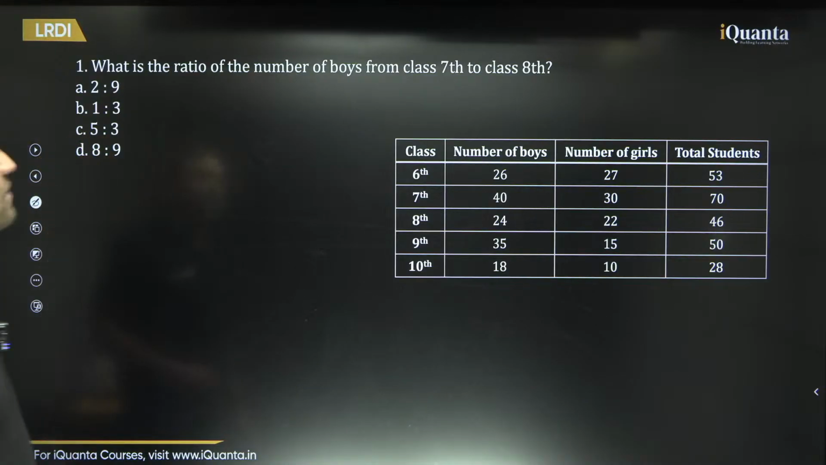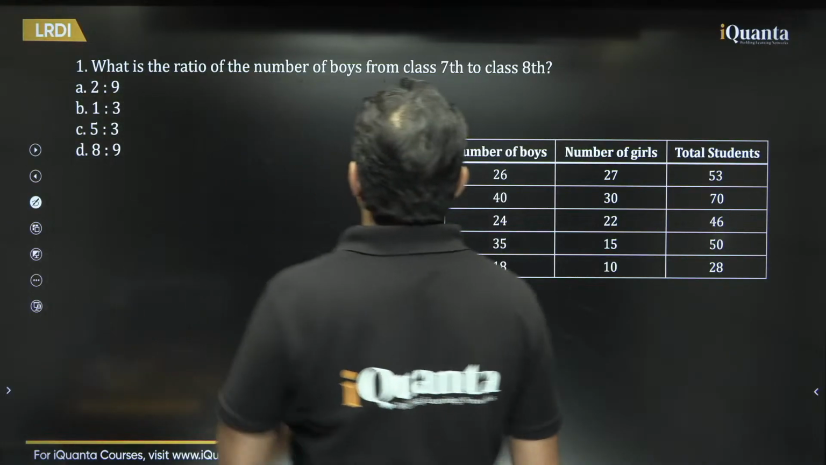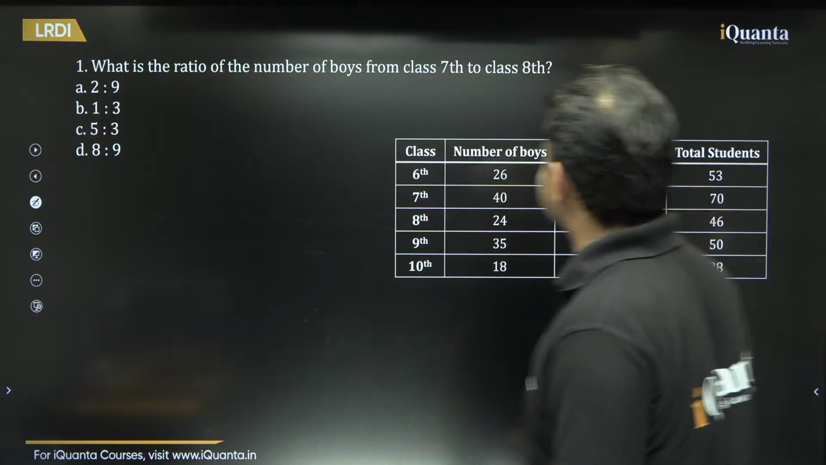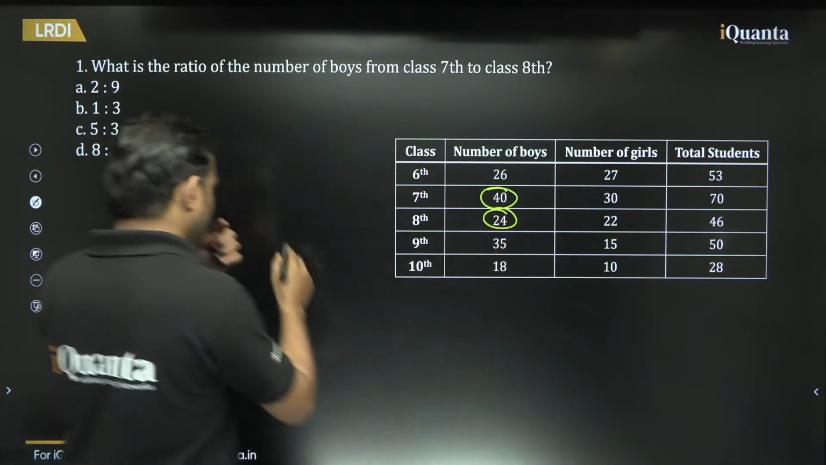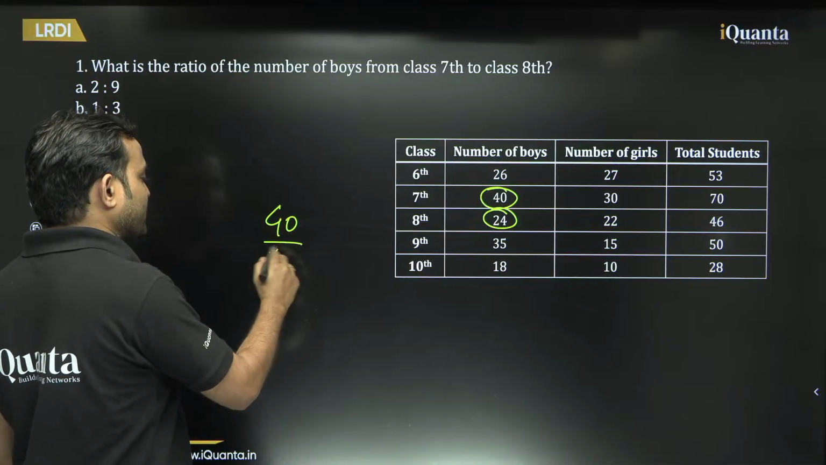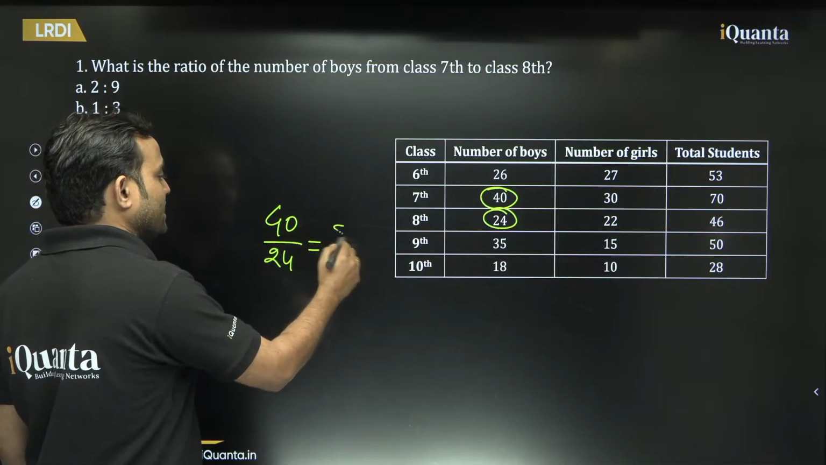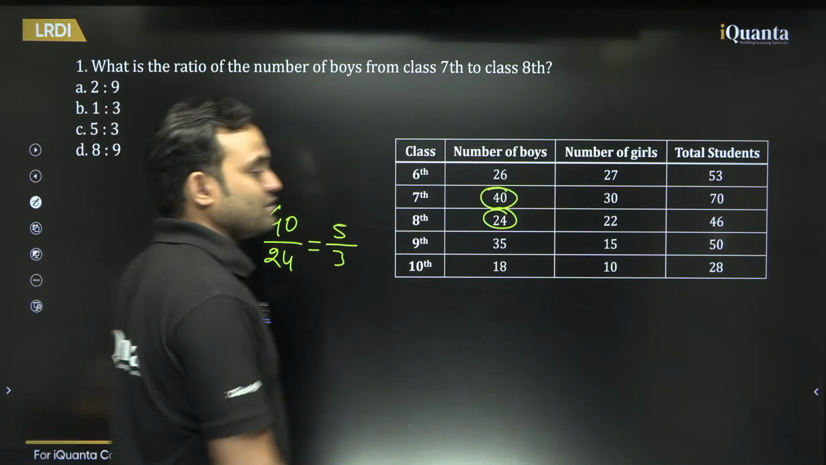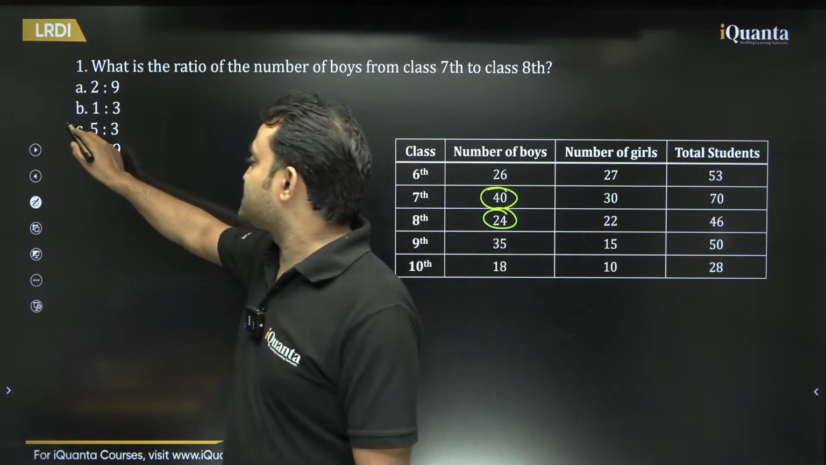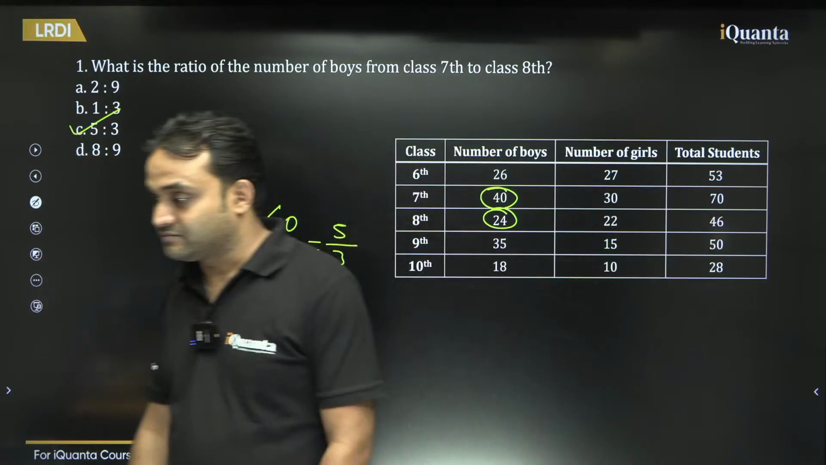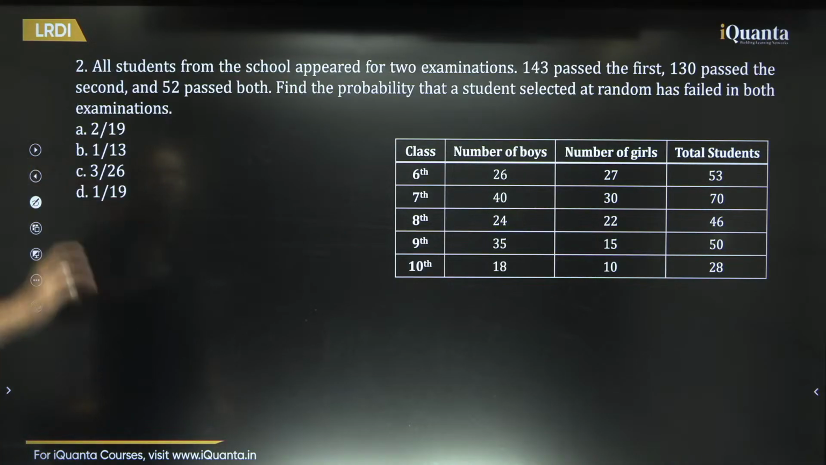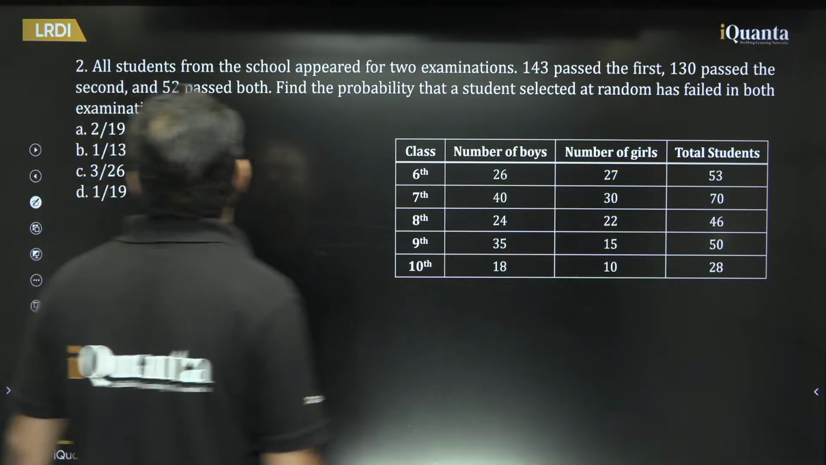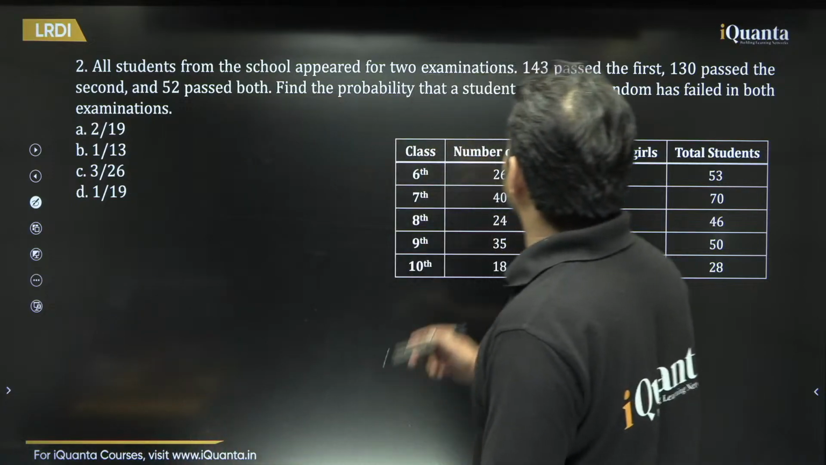What is the ratio of number of boys from class 7 to class 8? Class 7 boys, class 8 boys. 40 by 24, which is equal to 8 into 5, 8 into 3, 5:3. So, our answer is option C. Devodita got this correct. Question number 1, option C is absolutely correct. Question number 2, all students from the school appeared for 2 examinations.